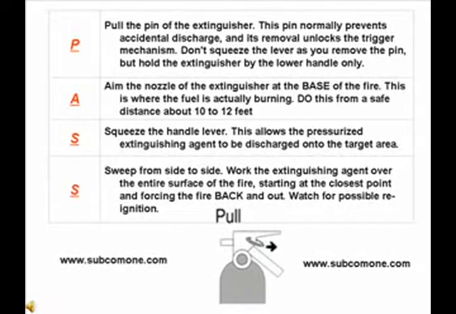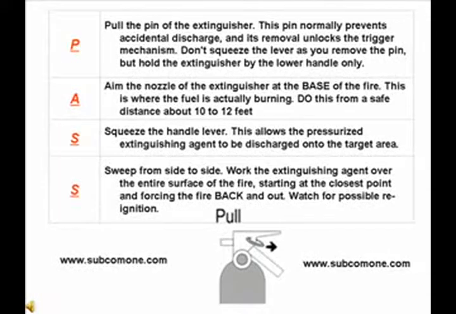A. Very important. Aim the nozzle at the base of the fire. This is where the fuel is actually burning. It's important you aim at the base. Also, you want to do this with your back to the door and about 10 to 12 feet back from the fire itself.